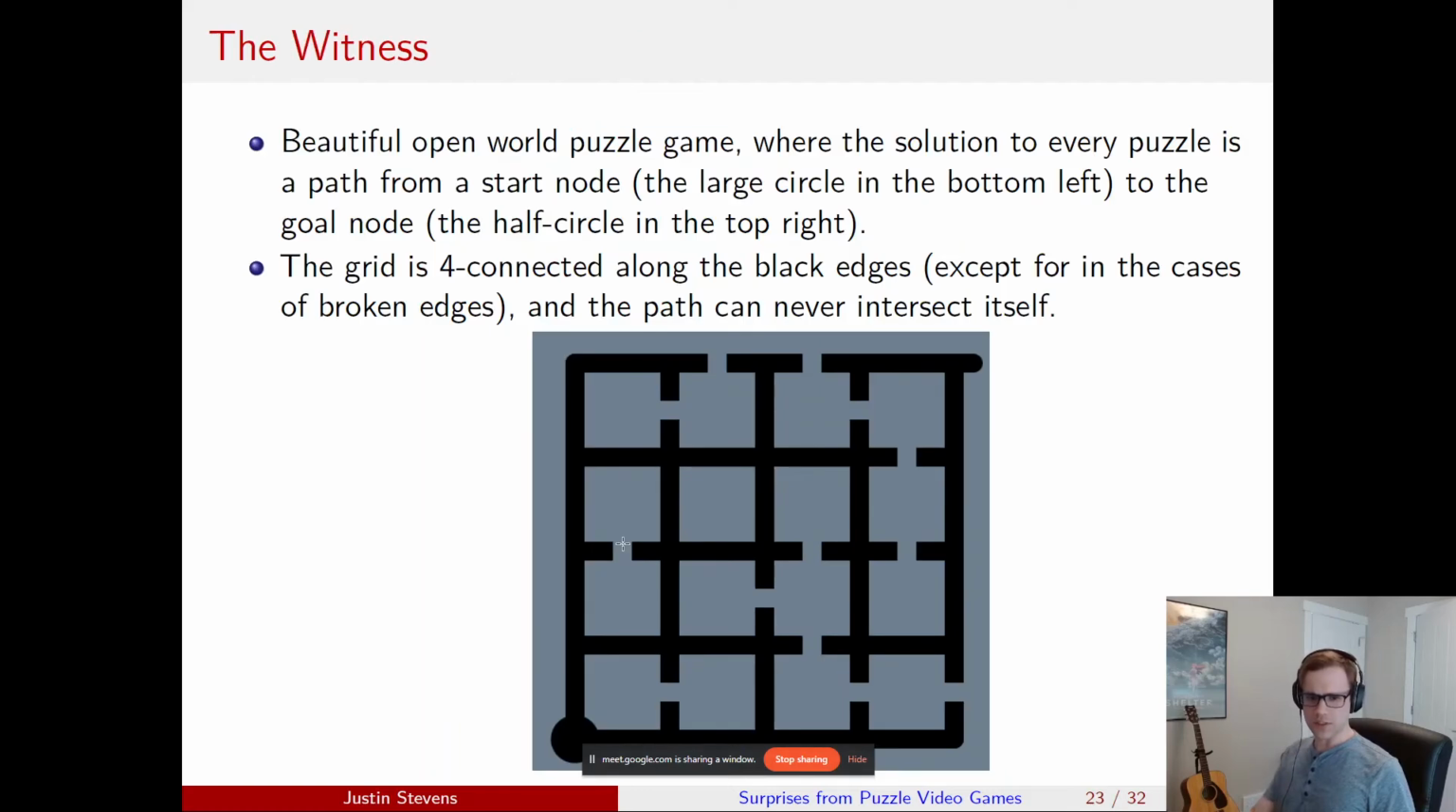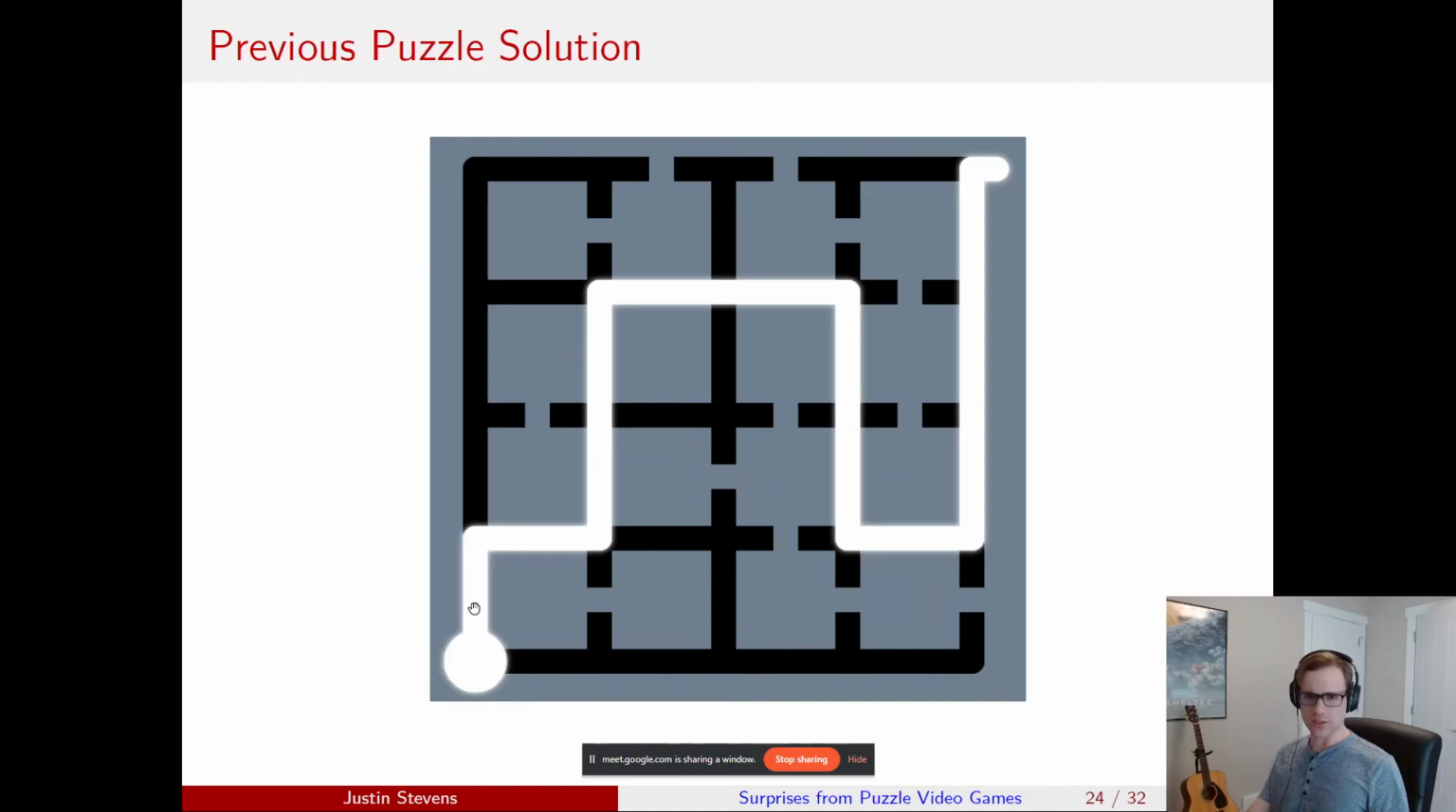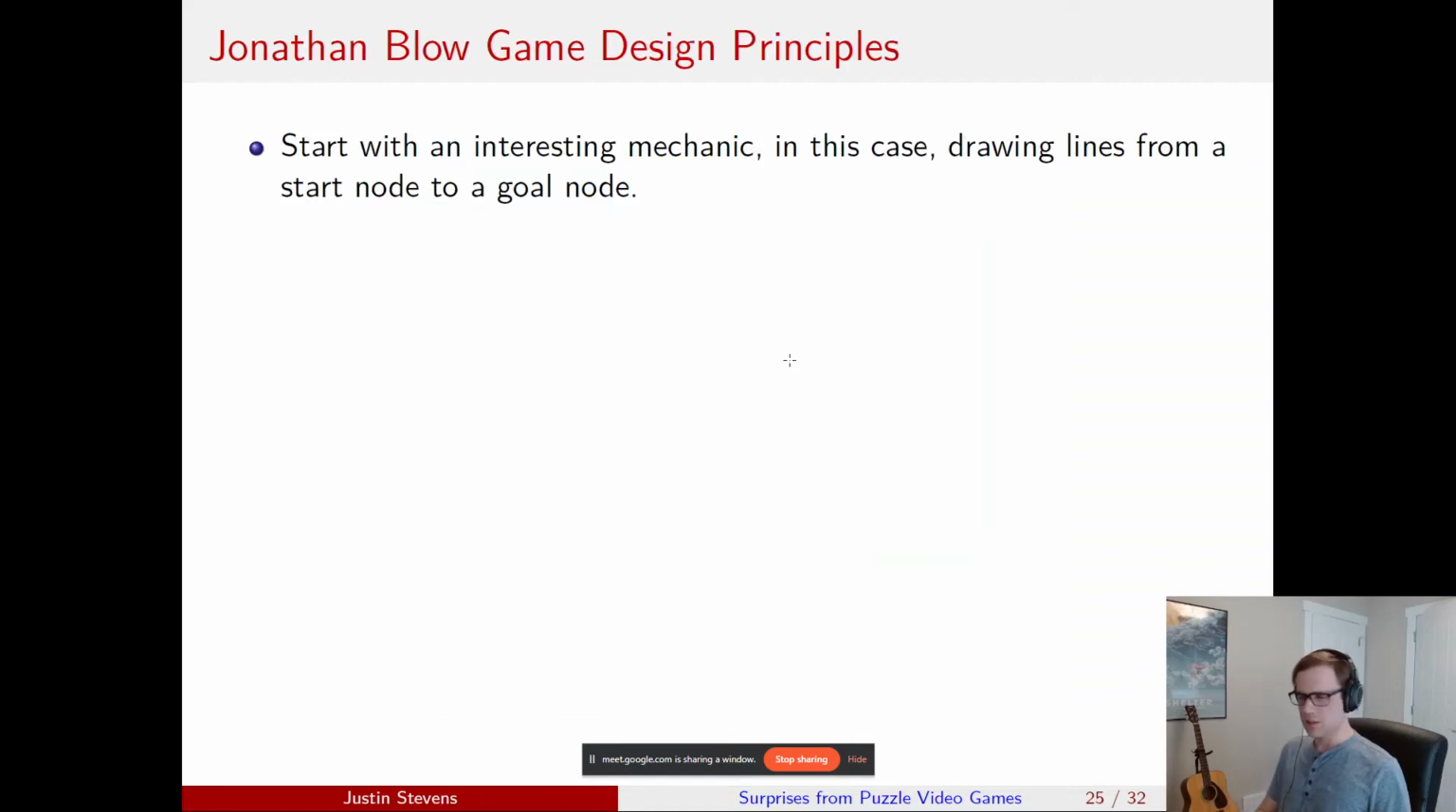So in this case, the solution to this puzzle is just shown here. You basically just need to find a path from the start node to the goal node that doesn't go through any of the broken edges. So it seems fairly simple enough. But now we're going to talk about how puzzles are actually designed within this game and how they come from kind of surprising interactions. What Jonathan Blow does, who's the developer of this game, is he starts with an interesting mechanic. And in this case, the interesting mechanic is just drawing a line from a start node to a goal node.